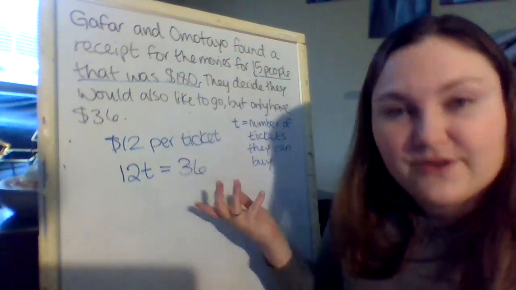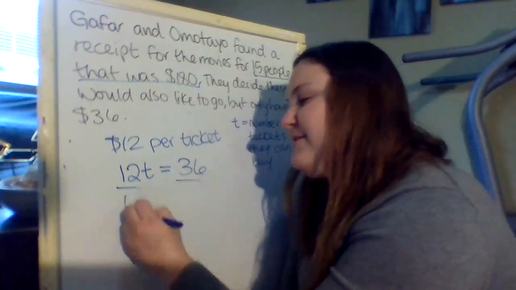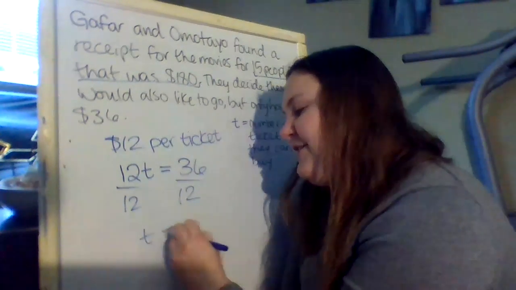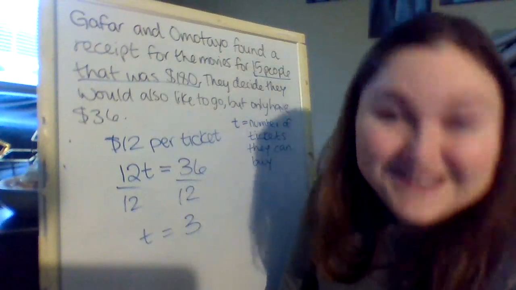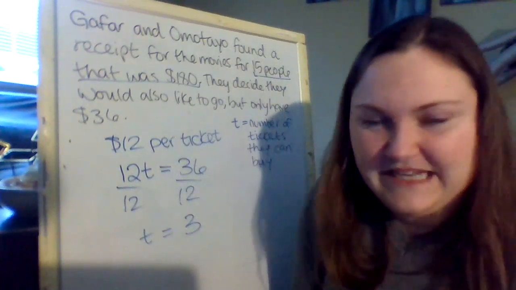And then when you go to solve it, we'll divide both sides by 12. And notice we get the same answer. They can buy 3 tickets.